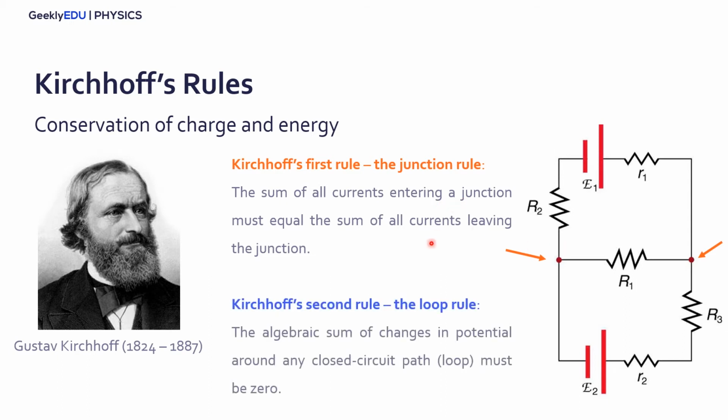Kirchhoff's second rule is the loop rule, and this rule states that the algebraic sum of changes in potential around any closed circuit path, or a loop, must be zero. Let's further explore each of these rules.